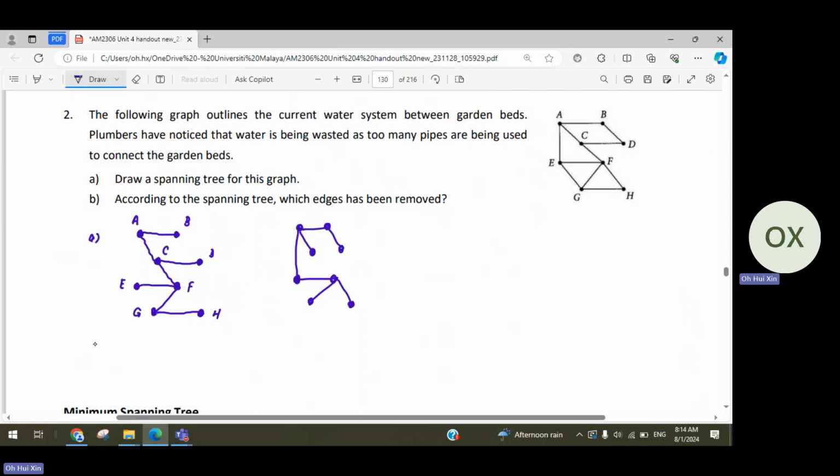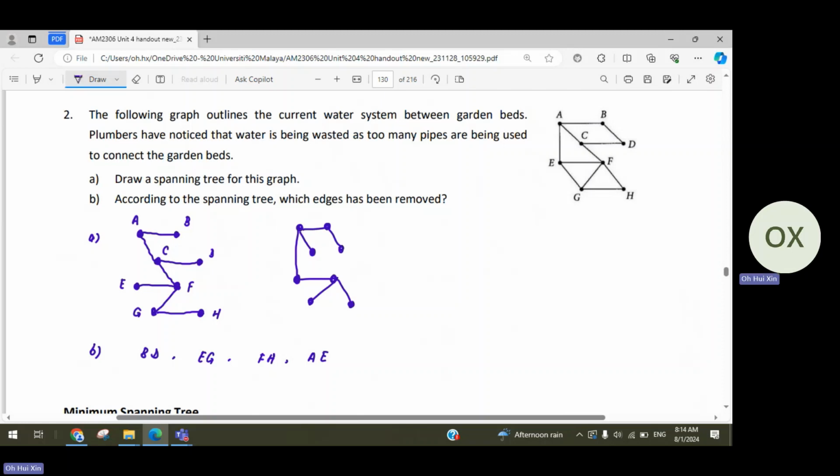Just make sure that you have involved all the vertices and also that there's no cycle formed. If I'm doing it based on my answer here, then the edges that I remove are BD, and I also remove EG, I also remove FH, and I remove AE. So you answer this question based on your own drawing. So that is question 2.